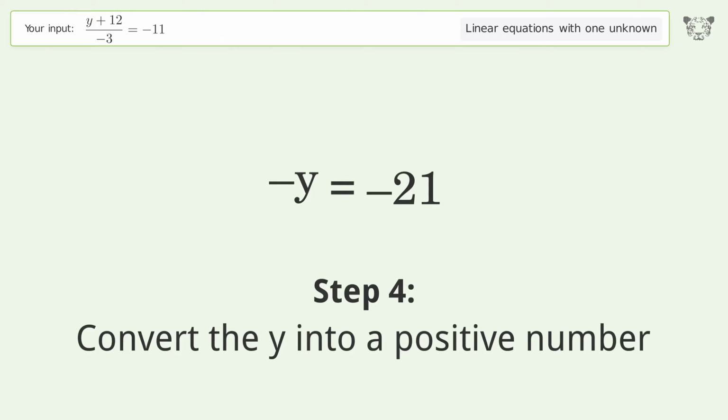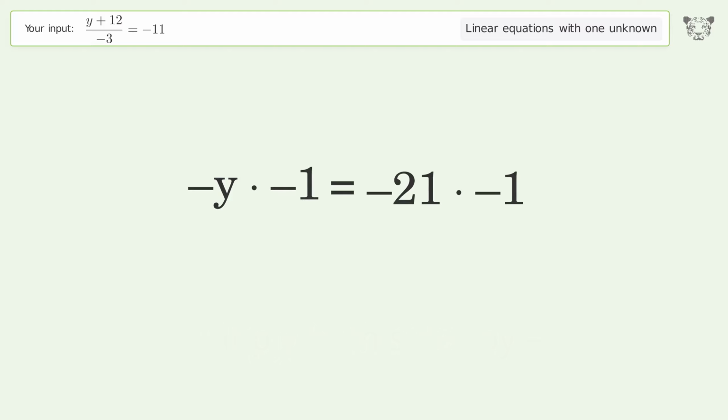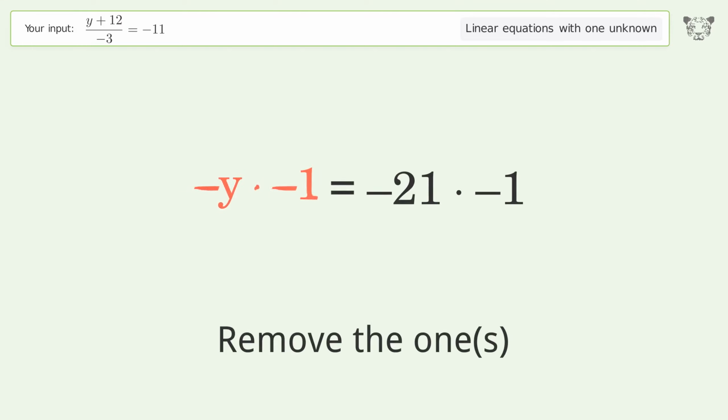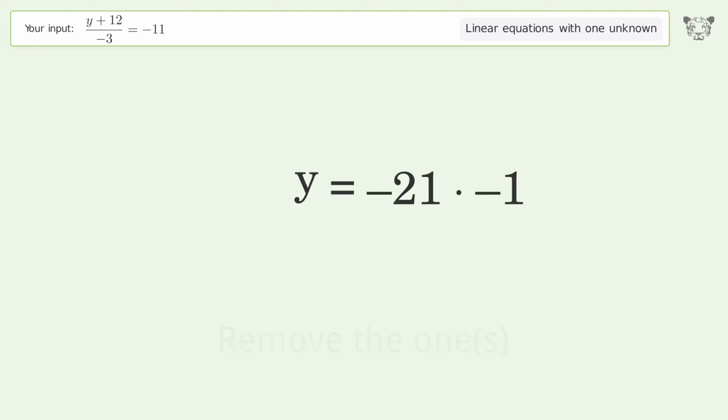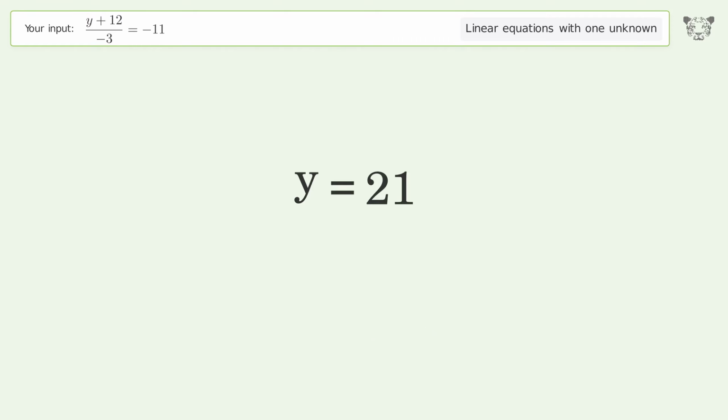Convert the y into a positive number. Multiply both sides by -1. Remove the ones. Simplify the arithmetic. And so the final result is y=21.